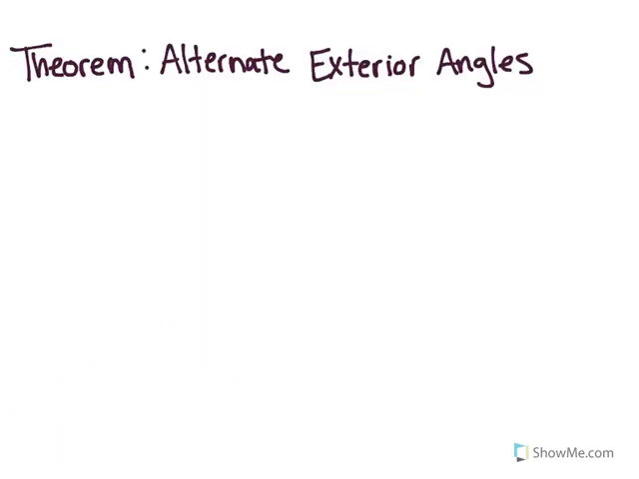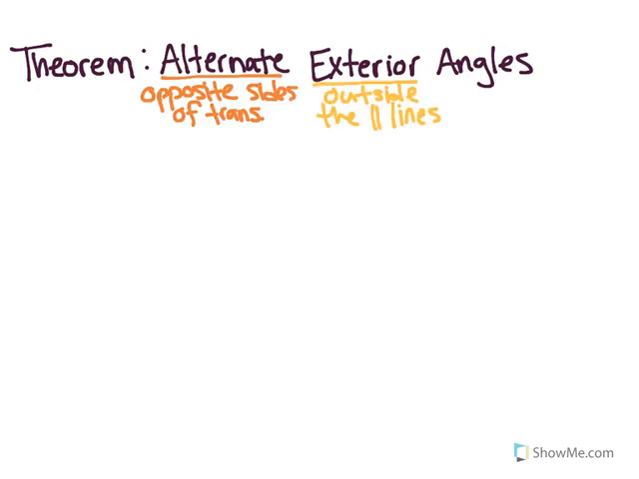So the next one is called the alternate exterior angles theorem. And the alternate part means it's opposite sides of the transversal, and exterior means that the angles have to be on the outside of the parallel lines. So let's draw our picture. So I'm going to go ahead and start my angle up here in this pinkish color.